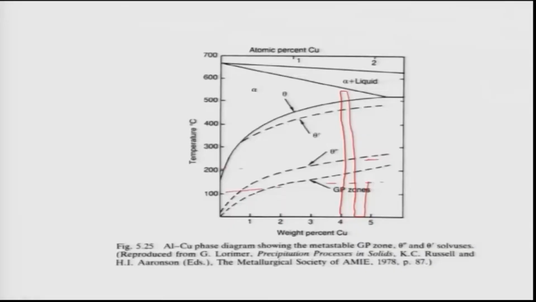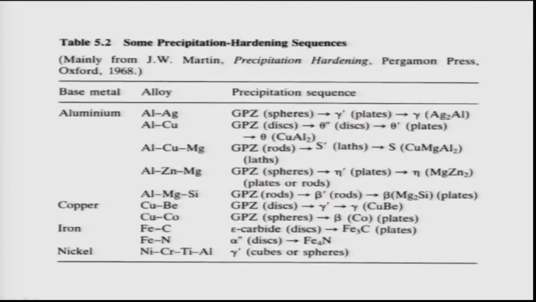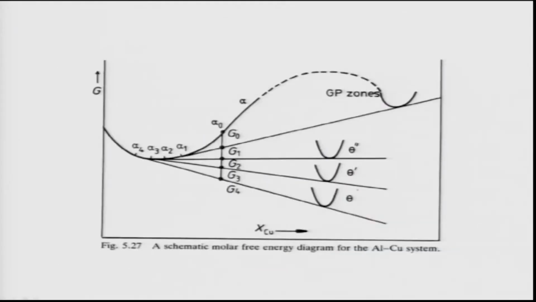First the GP zones form, followed by theta double prime and theta prime, and then finally the equilibrium precipitate theta, which has a composition of Cu2Al, forms, that we have seen. And I have told you that this can be explained using a free energy composition diagram such as this. Let us not go back into that. It helps you to explain different equilibrium compositions between these transient phases, GP zones to theta double prime and theta prime, with the alpha, and this can be easily described.